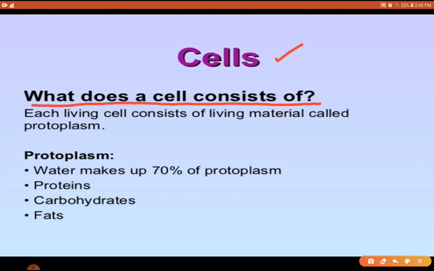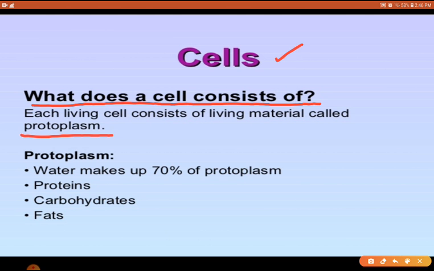You know that your book is made up of paper. The matter of your dress is cloth. The matter of your chair is wood or plastic. In a similar way, the living matter is called protoplasm. Each living cell consists of living material called protoplasm. So what is protoplasm? This is the living matter of which the cells are made up.